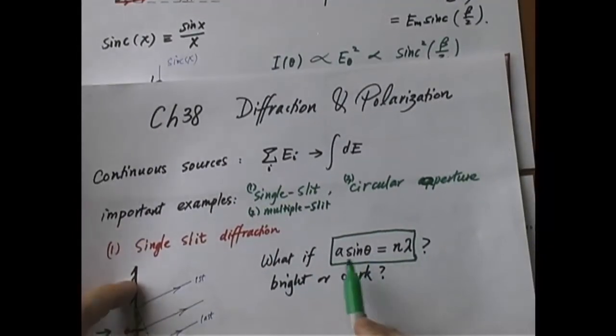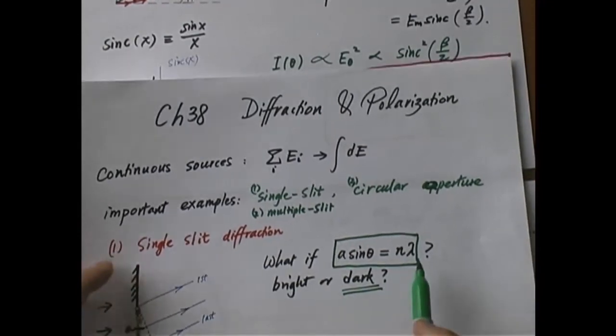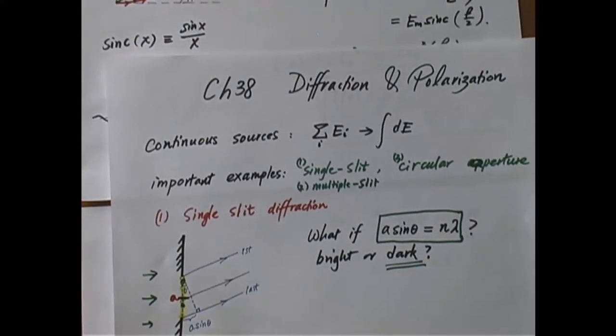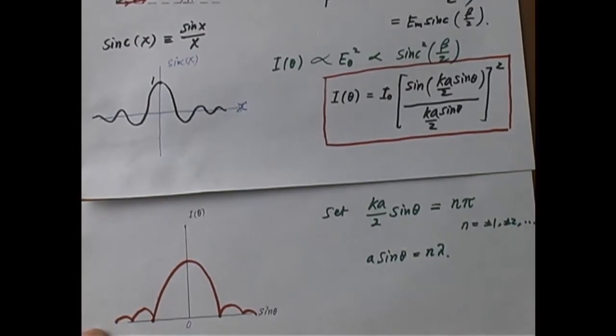You see here, when a sine theta equals n lambda, it's dark, not bright. That will be the location of a minimum, not a maximum. We learned that in the first part of the lecture. So a sine theta equals n lambda: these are the minima, not maxima.